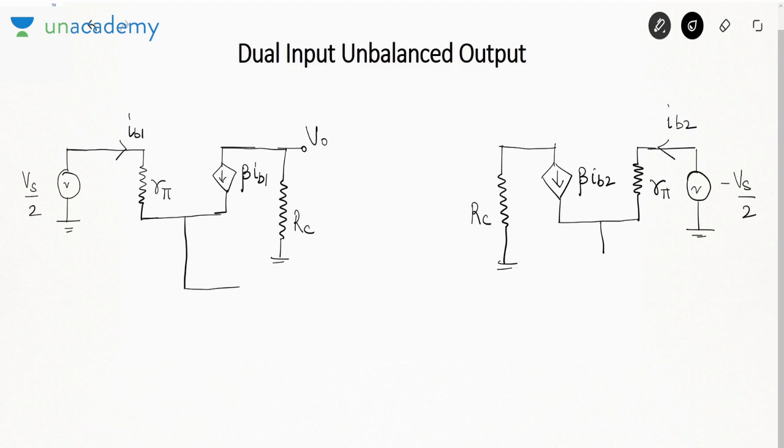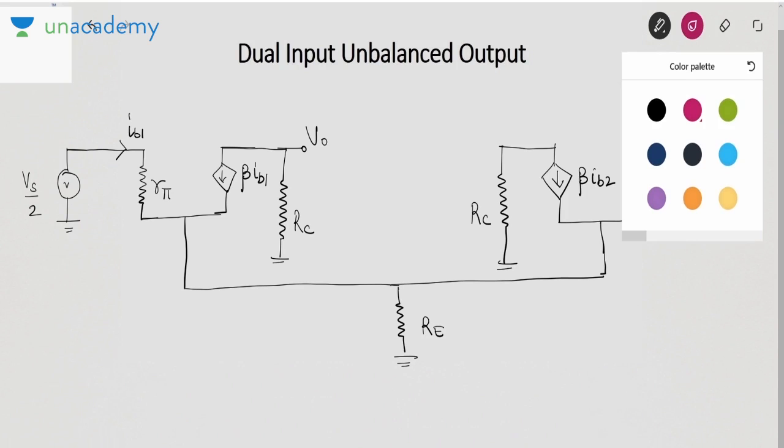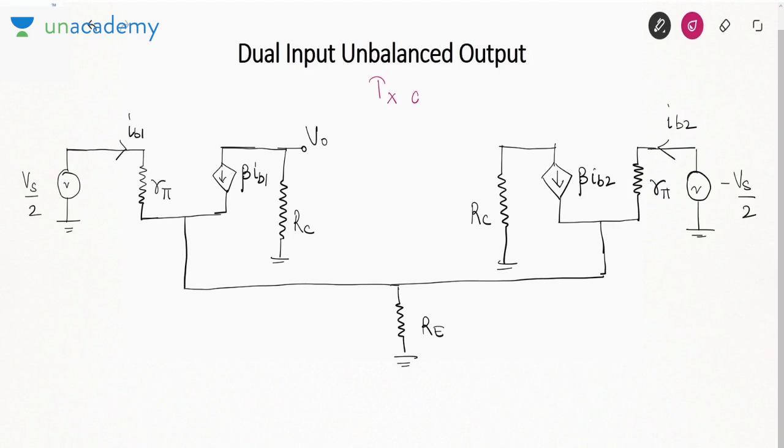Now the emitters of the two transistors are connected together, and they are connected to a resistance RE. Now see, both the transistors are identical. But what is happening? Their inputs are opposite of each other.